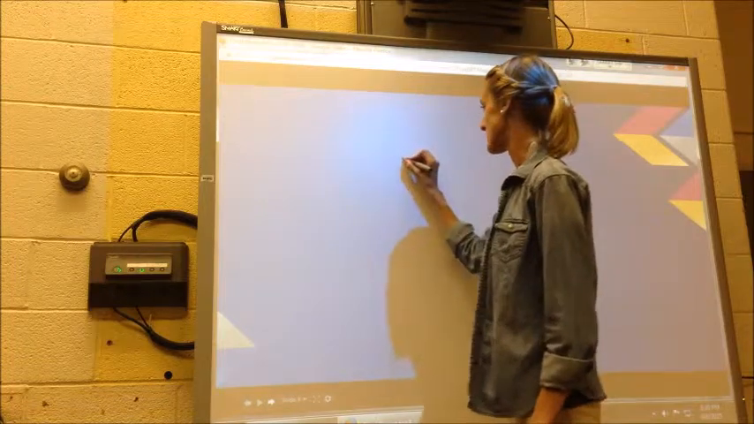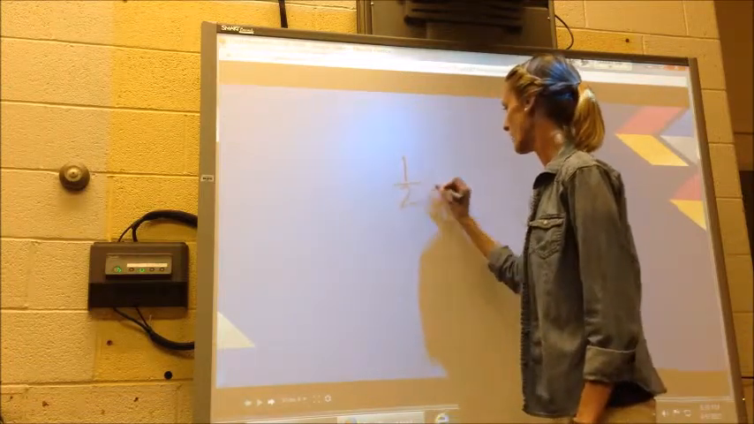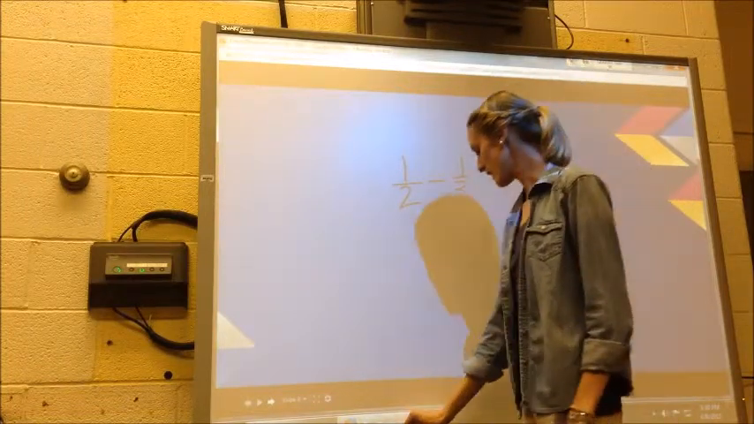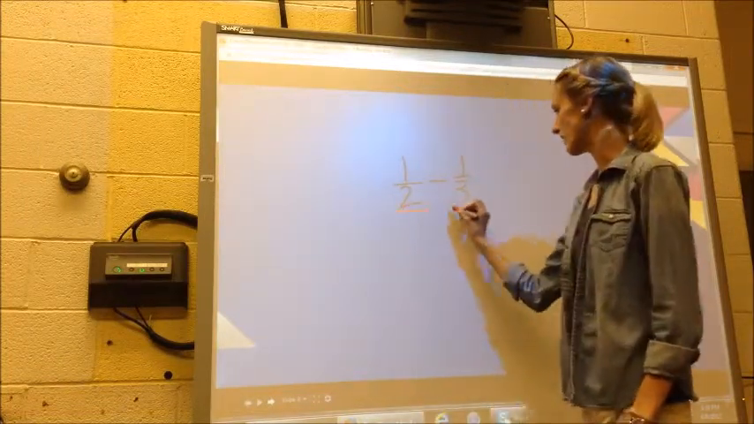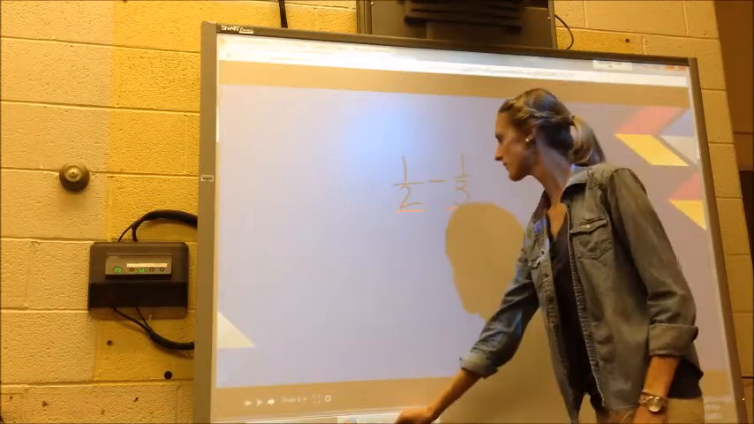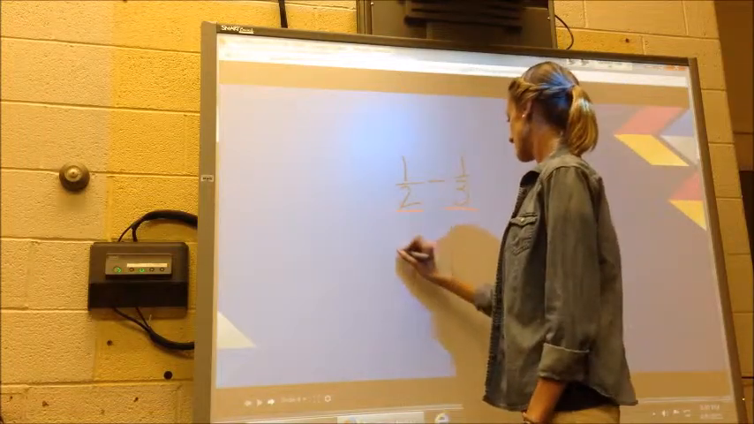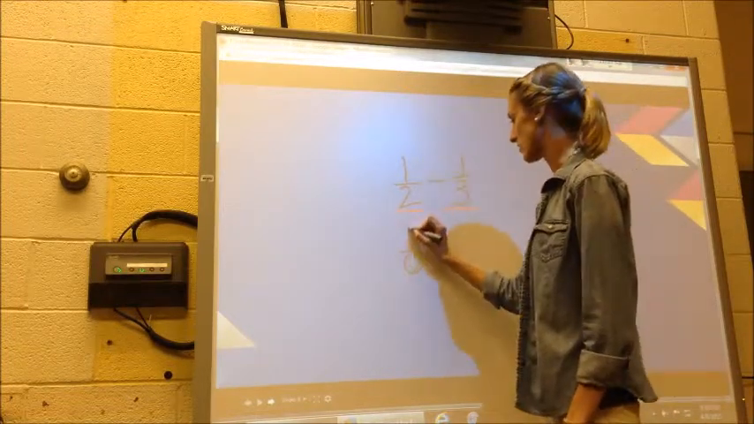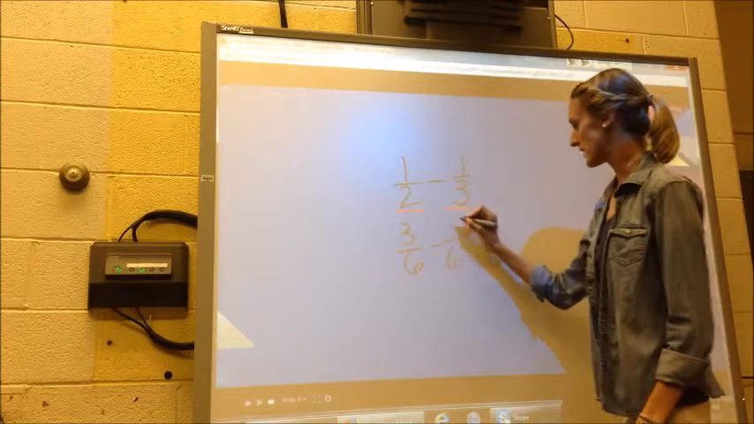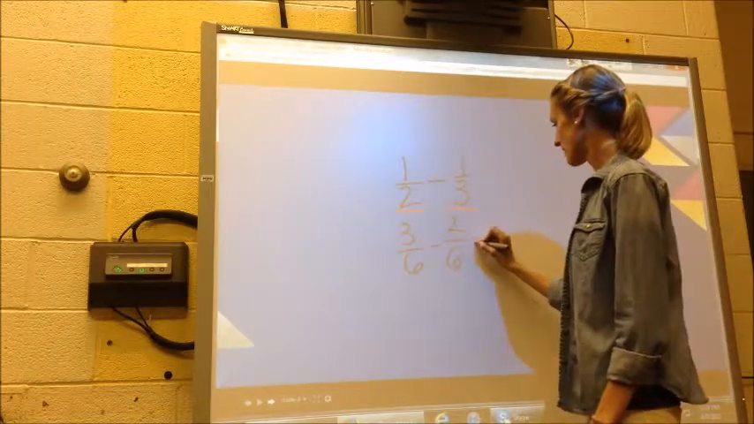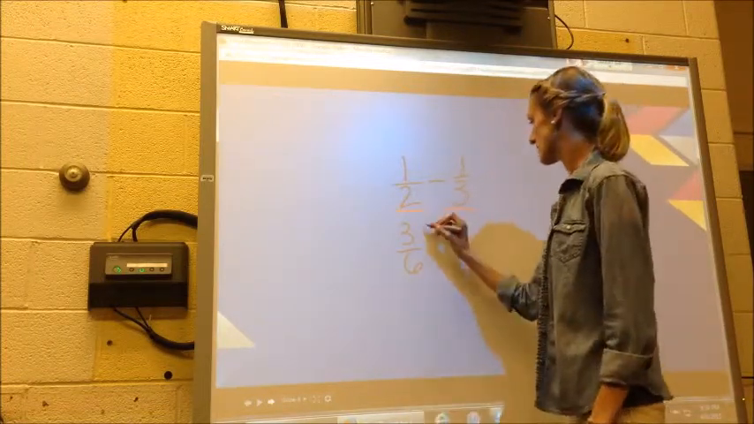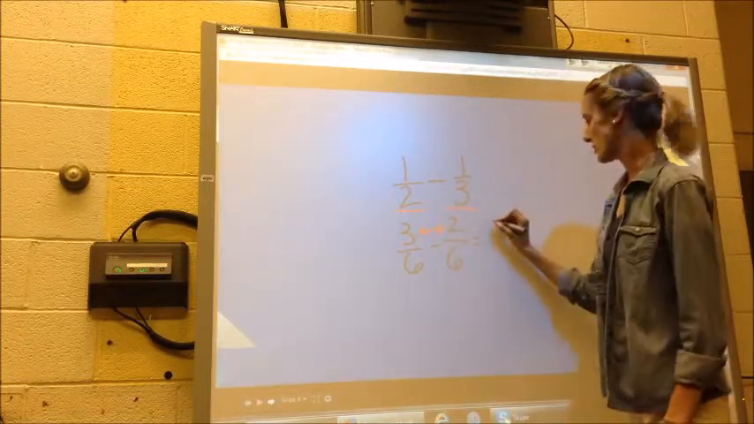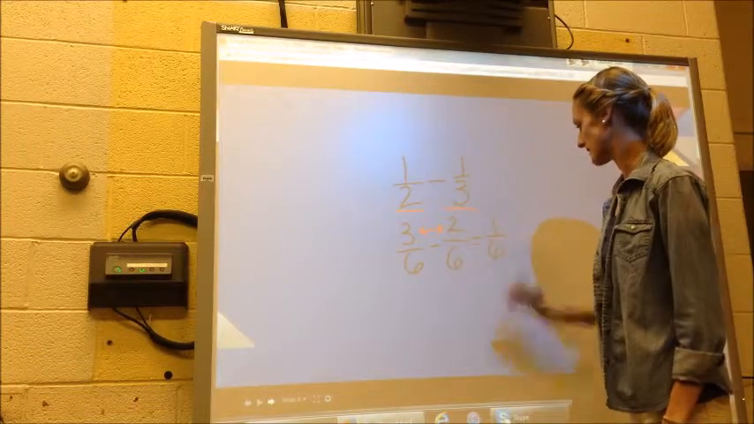For subtracting, we'll use the same numbers, 1/2 minus 1/3. Again, we have to have the common denominator of 2 and 3. So it would be 6. Again, 1/2 of 6 is 3. 1/3 of 6 is 2. So we have to subtract the top numbers together. So it equals 1 over 6.